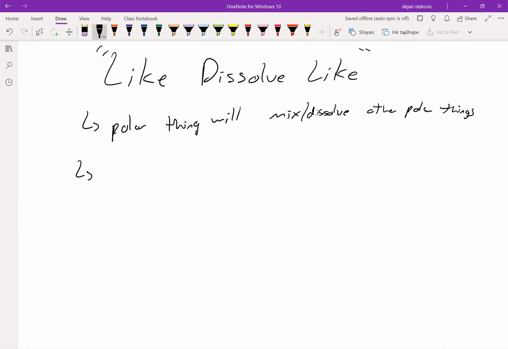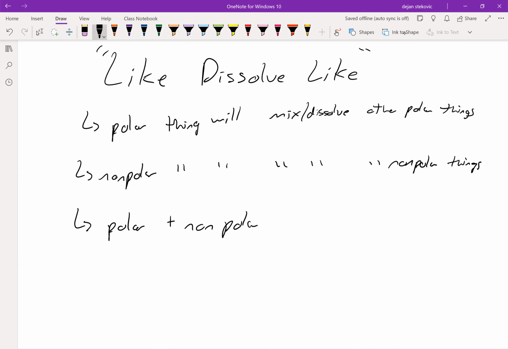And the same thing is true with nonpolar, right? Nonpolar, and I'll do these little dots, just means basically copy the word from above because I'm too lazy to rewrite it. Other nonpolar things, right? So if you've got two polar things, they'll go ahead and mix or dissolve one another. If you have two nonpolar things, they'll mix and dissolve one another. And then finally, if you have polar plus nonpolar, there'll be no mixing.